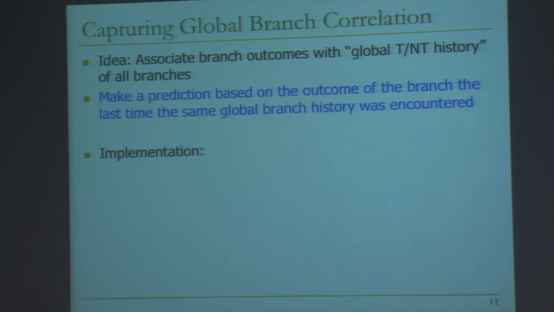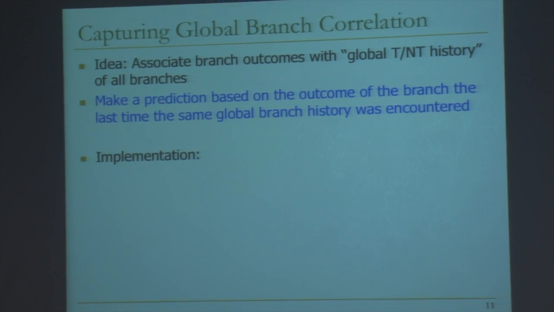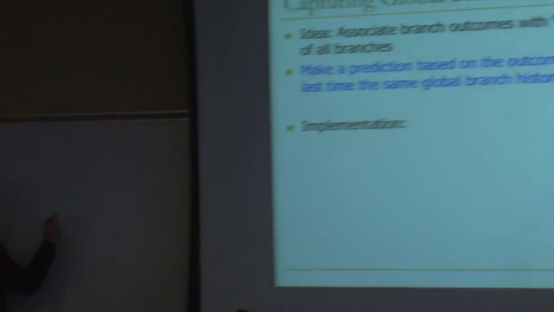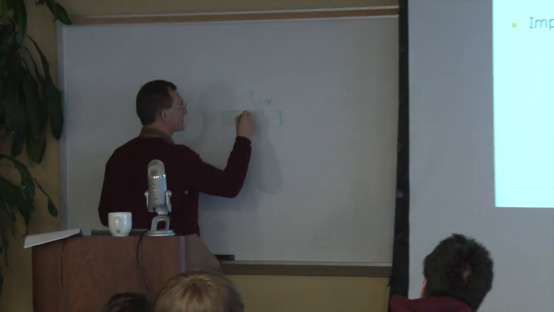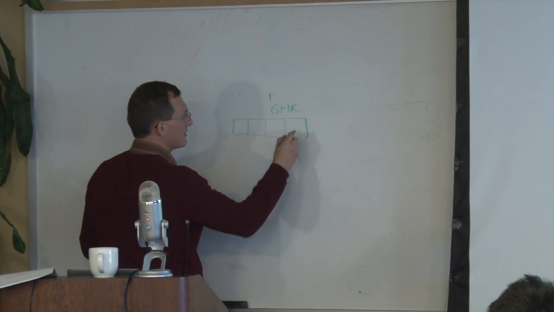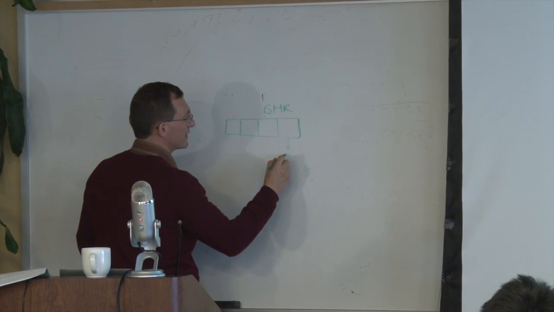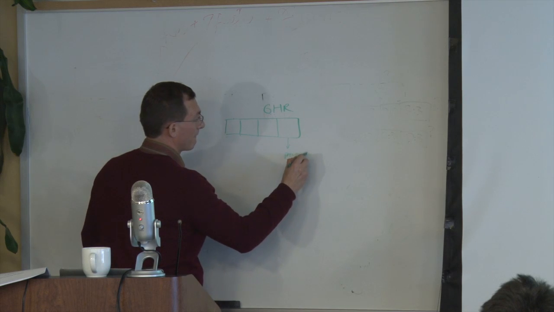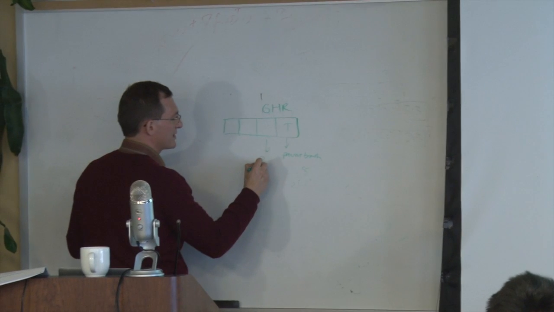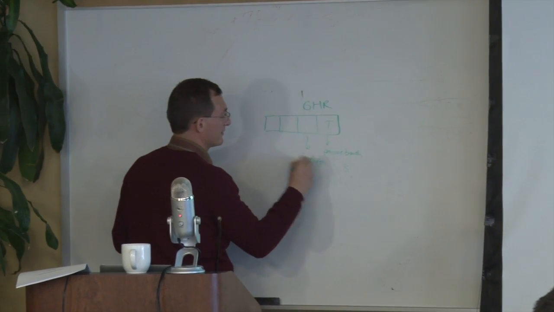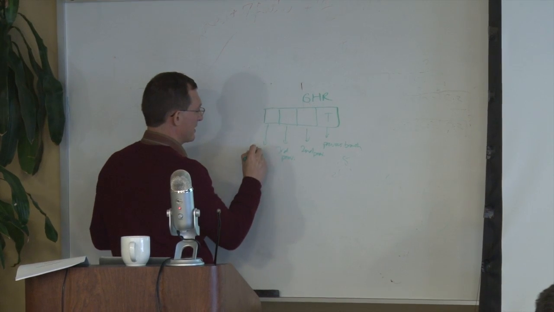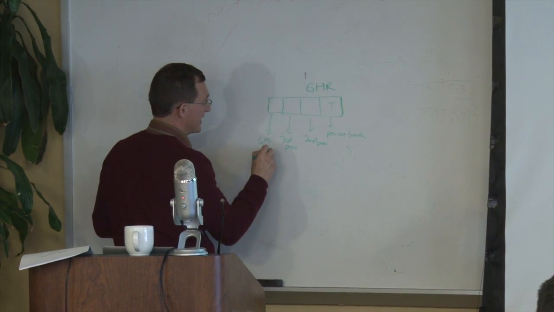Let's see. Basically, we're going to have a register. I'll call this the global history register. Let's say we have 4 bits in the register. This means that this is the outcome of the previous branch. It could be taken or not taken. Second previous branch, third previous branch, and the fourth previous, which is the oldest branch.